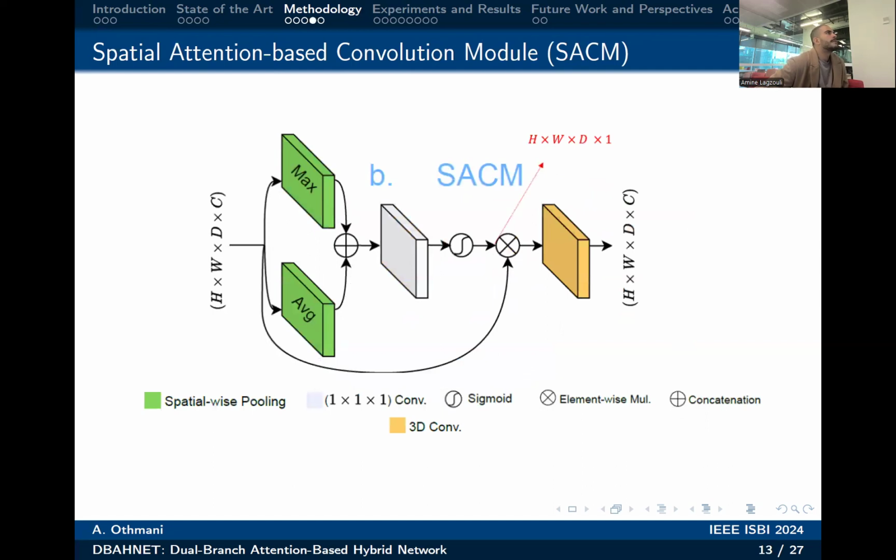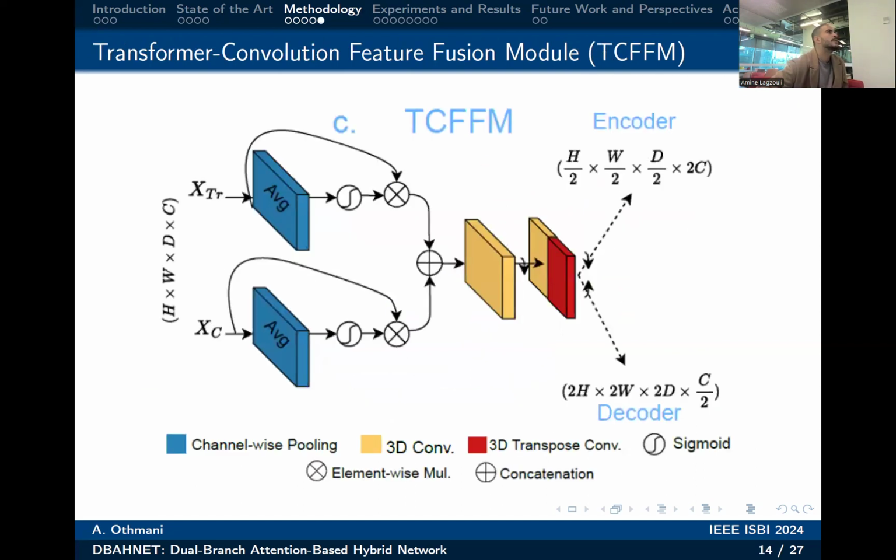We also have the spatial attention-based convolution module, which is used in the decoder, which is pretty much similar to the channel-wise one, except that it extracts spatial heat maps that tune up our feature maps by highlighting the relevant regions and suppressing the irrelevant regions.